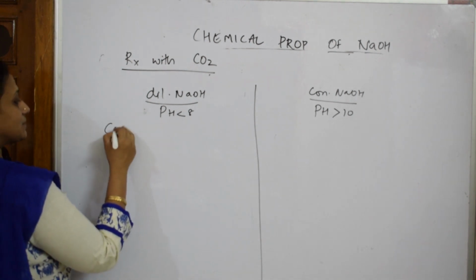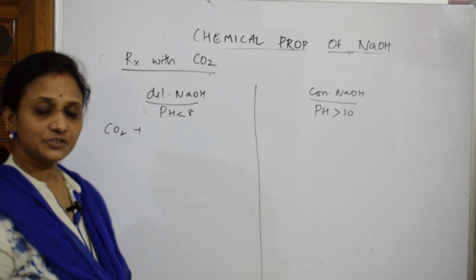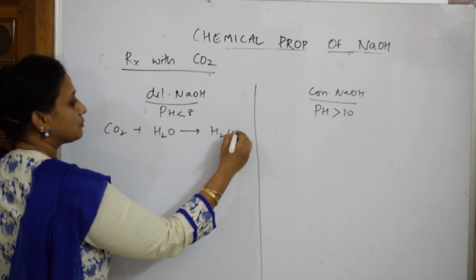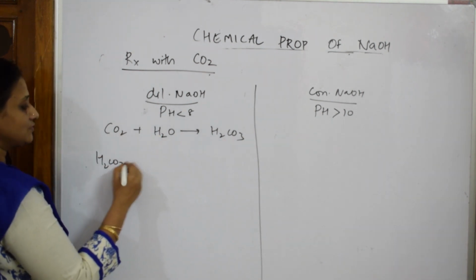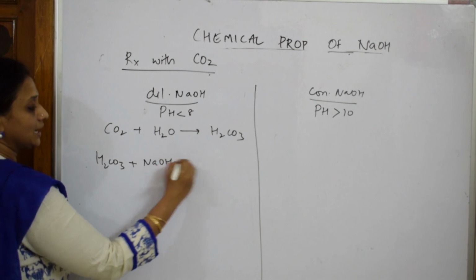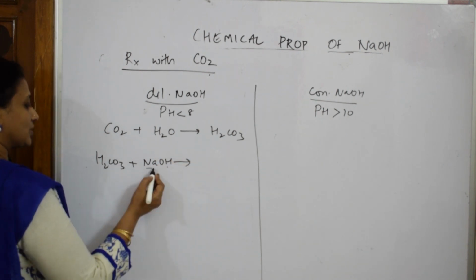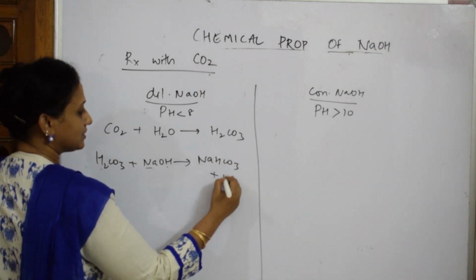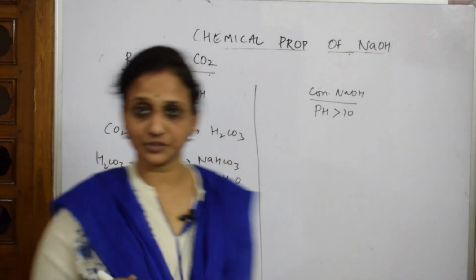Now when I take this carbon dioxide with dilute, it will not react directly. First important thing, it's going to combine with water and form carbonic acid. Now this carbonic acid is going to combine with your caustic soda and then form products. What is the product? It's going to form NaHCO3, that is sodium bicarbonate, and the leftover water. NaHCO3 and water. That's the first important thing.